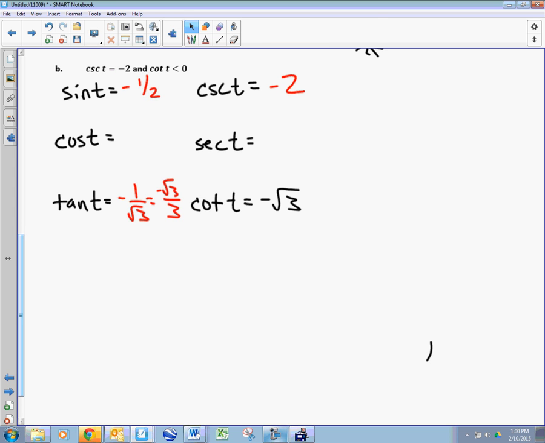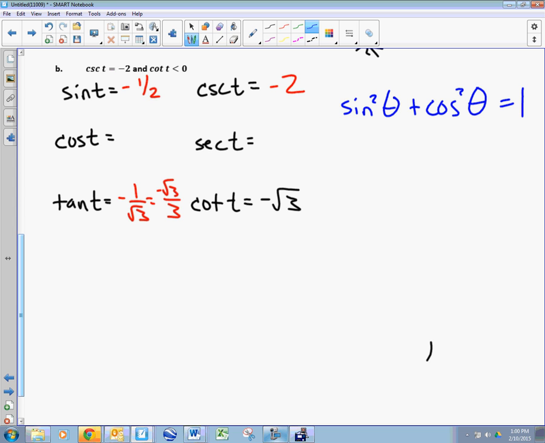Cosine. Well, I'll go back and use my sine squared theta plus cosine squared of theta is equal to 1. We're in the fourth quadrant. Cosine is x. So in the fourth quadrant, is x positive or negative? Positive. So we know cosine and secant are going to be positive. See that?